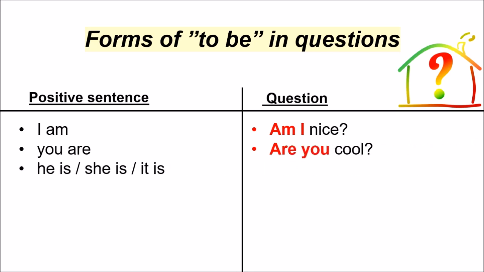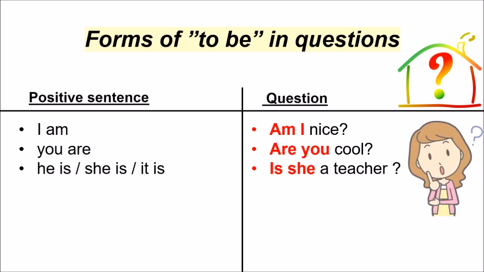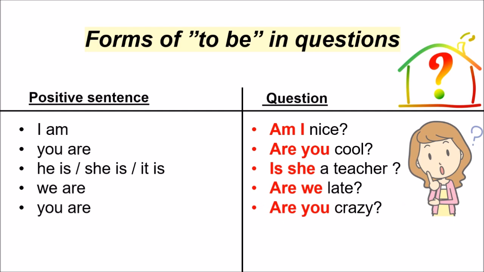He is, she is, or it is becomes, for example, is she a nice teacher? She is a teacher: change the word order. And we are: are we late? You are: are you crazy? They are: change the word order. Are they sisters? Quite easy.